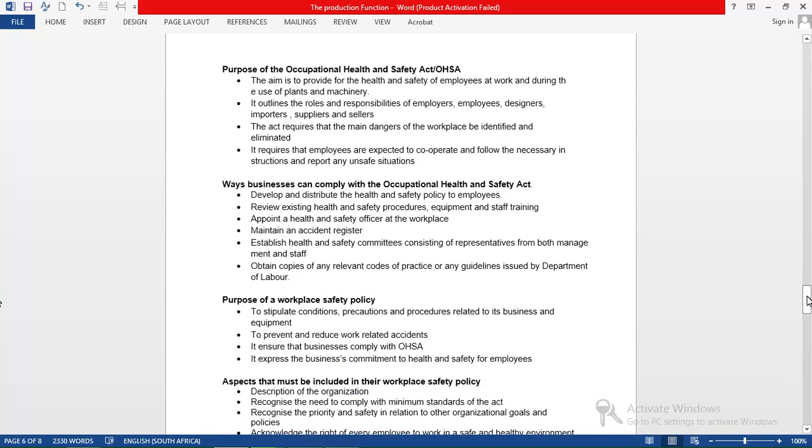After that, also you need to know about the Occupational Health and Safety Act, right? The Occupational Health and Safety Act is a law that has been put in place by the South African government with the aim to provide health and safety of employees at the workplace and during the use of plants and machinery. So the purpose of this law, remember you've done different laws before, né? So I'm sure now you are aware of laws.